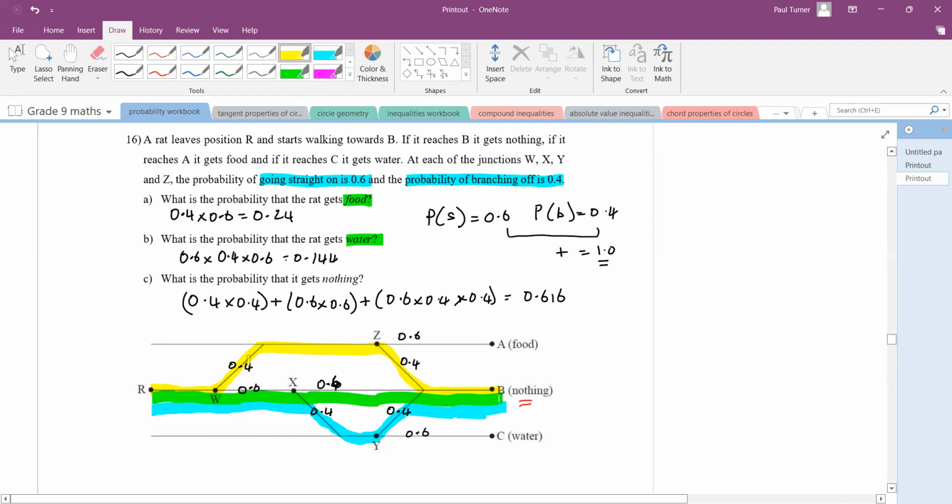So just to remind you, this is the yellow one. That's the yellow way. The green way is 0.6, 0.6. That's the green way. And the blue way is going across and down and then back up. And then you'll get about 61, 62% for that chance.